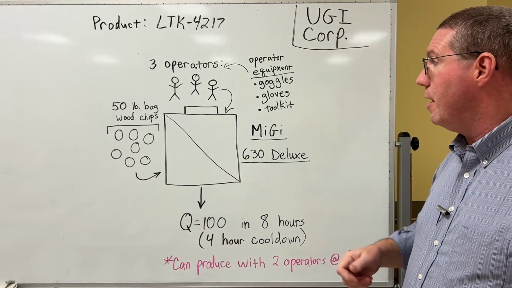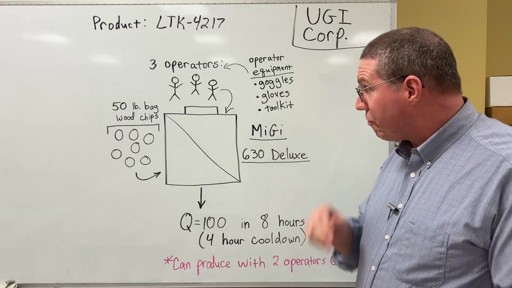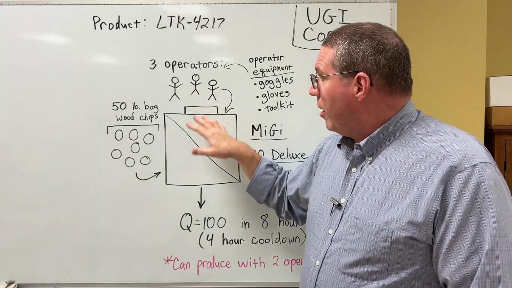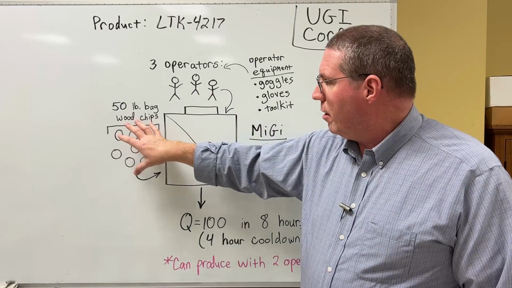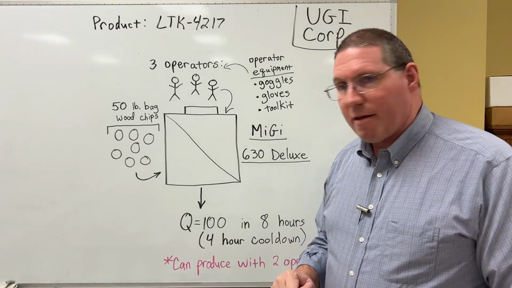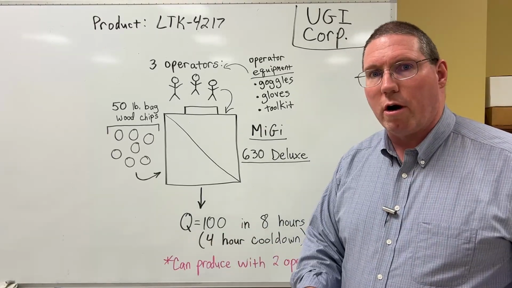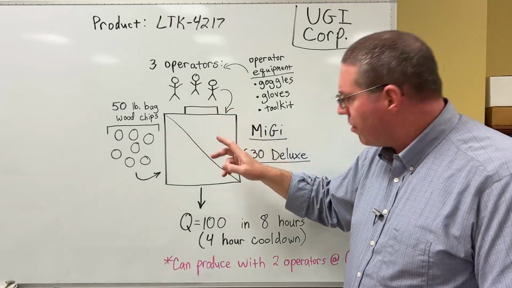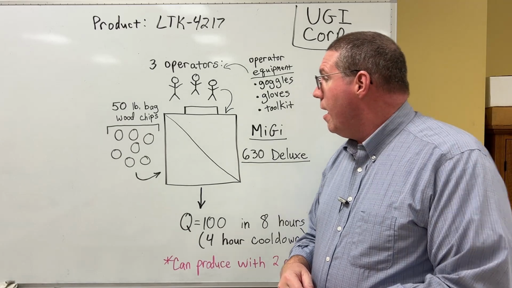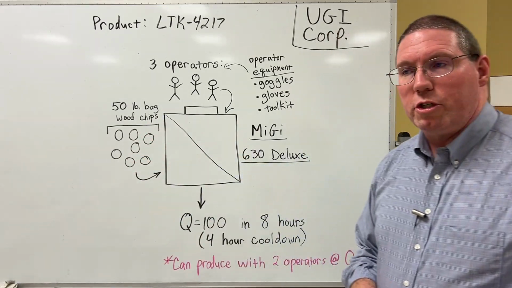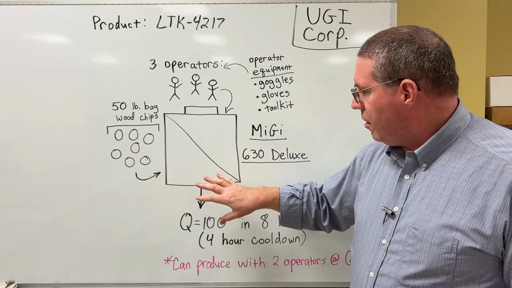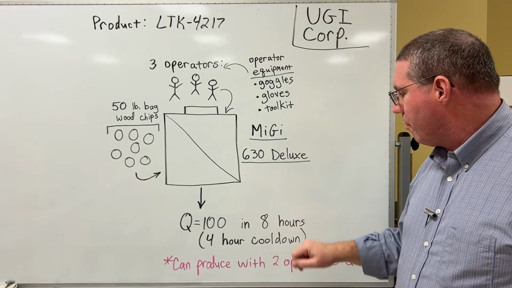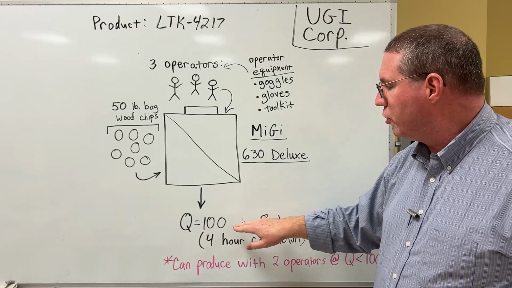Okay? And so what will happen is at the beginning of a shift, at the beginning of the 8 hours, these 3 operators will get together, they'll get their equipment. 1 or 2 of them will take a cart and they'll go over to a place in the factory where they have these 50-pound bags of wood chips, and they'll load 7 bags onto this cart and bring it back over to the Miggy 630 Deluxe, while the other person, let's say, turns it on, warms it up, does a couple things to get it ready. And then they start pouring bags of wood chips into the machine, and then the LTK 4217s start coming out the other side. And like I said, in 8 hours, they will produce a quantity of 100 units.